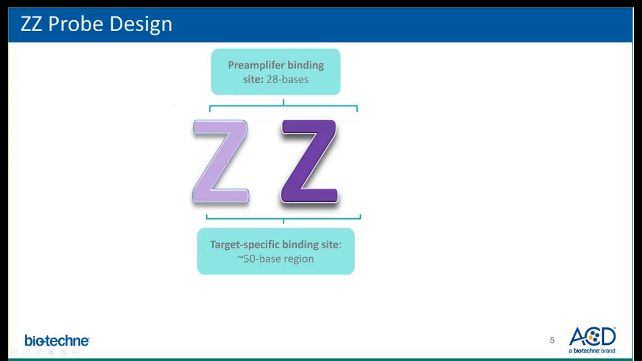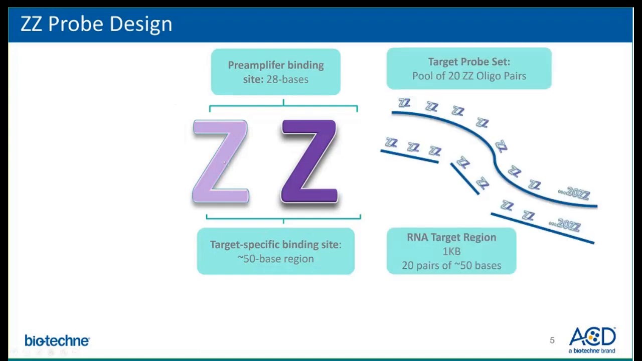The upper region of the double Z molecules now forms about a 28 base pre-amplifier region. This is important for signal amplification to occur. For each target RNA, a pool of about 20 double Z target probe pairs spanning about 1,000 bases along the target molecule are designed to specifically hybridize to the target molecule.